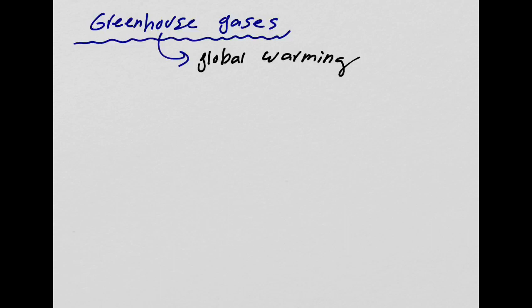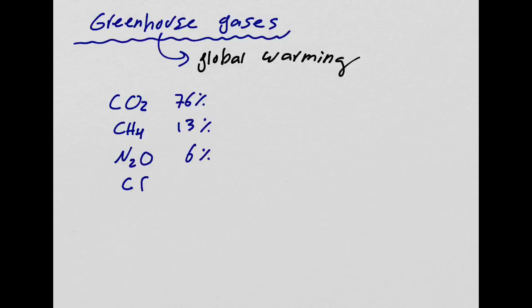The greenhouse gases are carbon dioxide, 76%, methane, which is 13%, N2O, which is 6%, and chlorofluorocarbon, CFC, about 5%. Now, here's the thing. They make these gases to be the evil gases because they contribute to global warming. Here's what I do want you to know about them. I completely agree they do contribute to global warming, but we also need these gases.